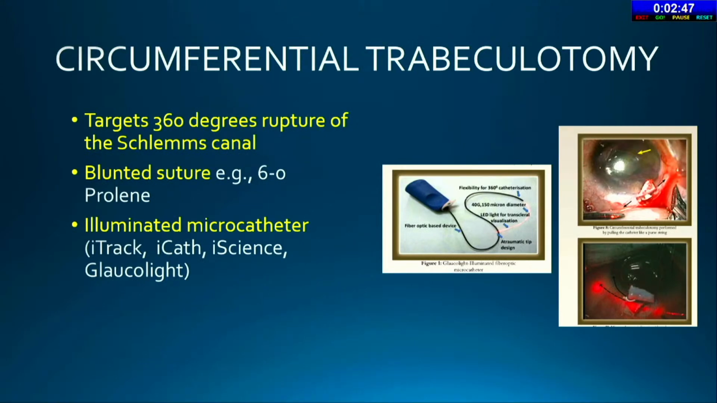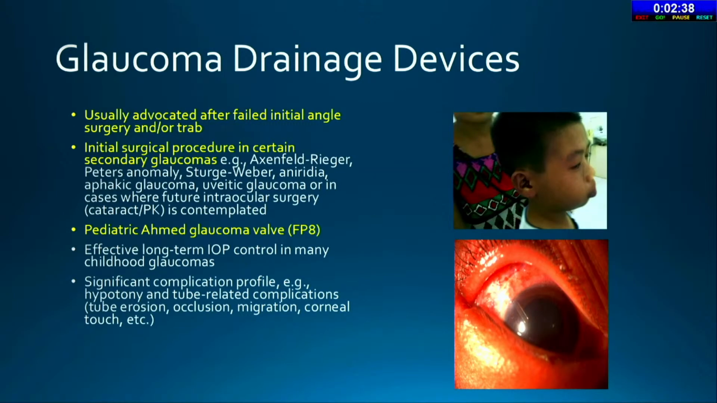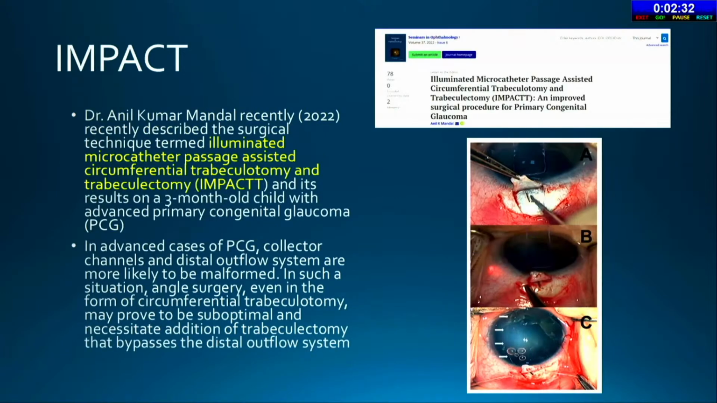And then presently, there is a circumferential trabeculotomy that has come up, where you can target about 360 degrees of the Schlemm's canal. And then you have the glaucoma drainage devices in conditions where the angle surgery results are not very good. And this is a new technique. I would just conclude with this.